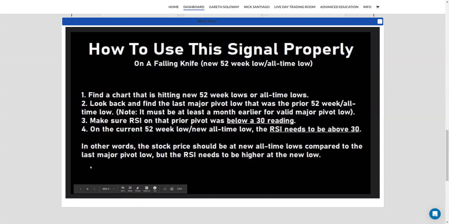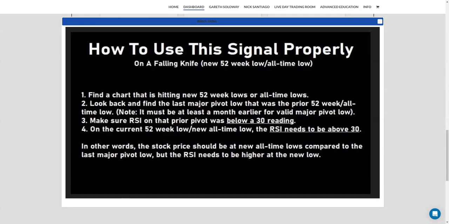All right, how to use this signal properly on a falling knife, new 52-week low or all-time low. It's basically the reverse of what we went over, but let's go over it again. Number 1, find a chart that's hitting a new 52-week low or all-time low. That's easy, right? We can all scroll through a bunch of charts. You could probably even pull up a list by Googling or on any of your platforms, and you can look at new 52-week lows or new 52-week highs. That would be the first step.